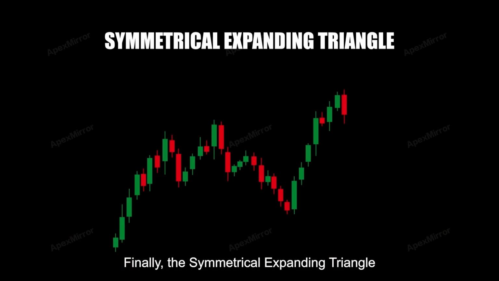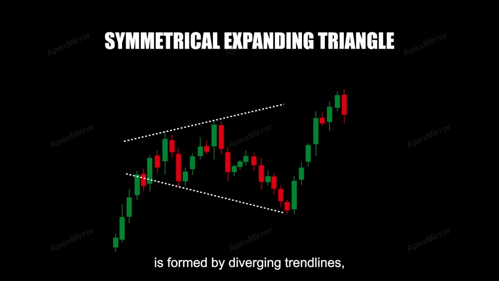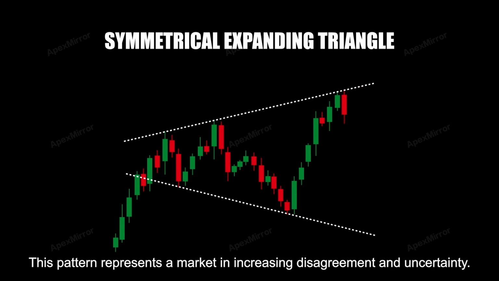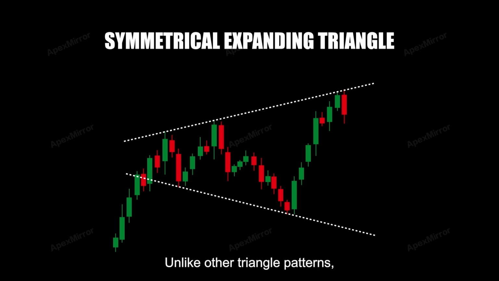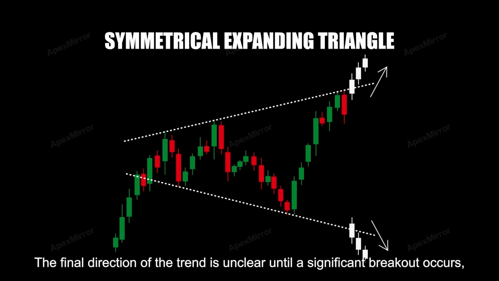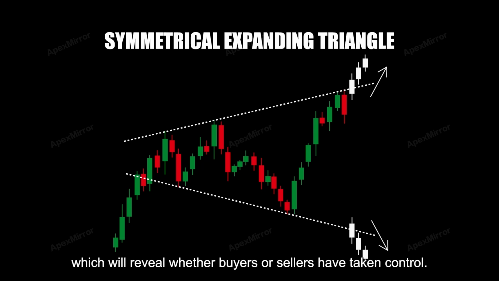Finally, the symmetrical expanding triangle is formed by diverging trend lines, where the highs get higher and the lows get lower. This pattern represents a market in increasing disagreement and uncertainty. Unlike other triangle patterns, the expanding nature shows an increase in volatility and indecision. The final direction of the trend is unclear until a significant breakout occurs, which will reveal whether buyers or sellers have taken control.